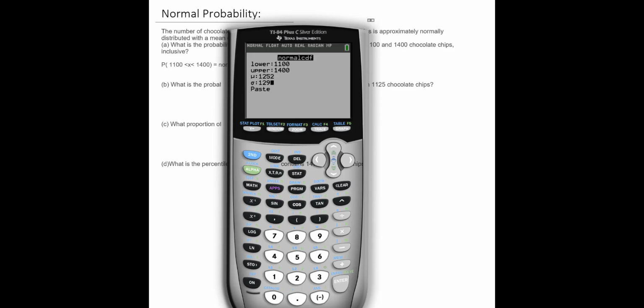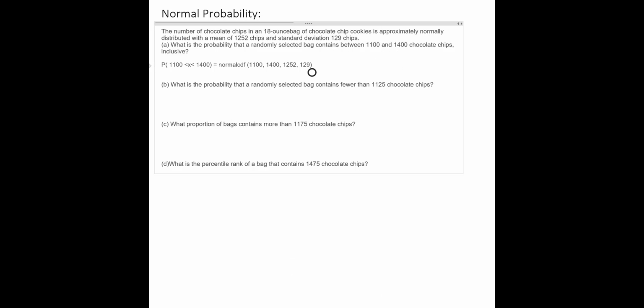Now, if you have an older calculator that displays on the screen normal CDF parentheses, enter 1100 and put a comma, enter 1400 and put a comma, enter 1252, put a comma, and 129 and close the parentheses. And you're going to see it right now. There you go, normal CDF. And this is actually how I like you to answer the questions in the forum. So it's 0.7550, and that should be the answer right here.